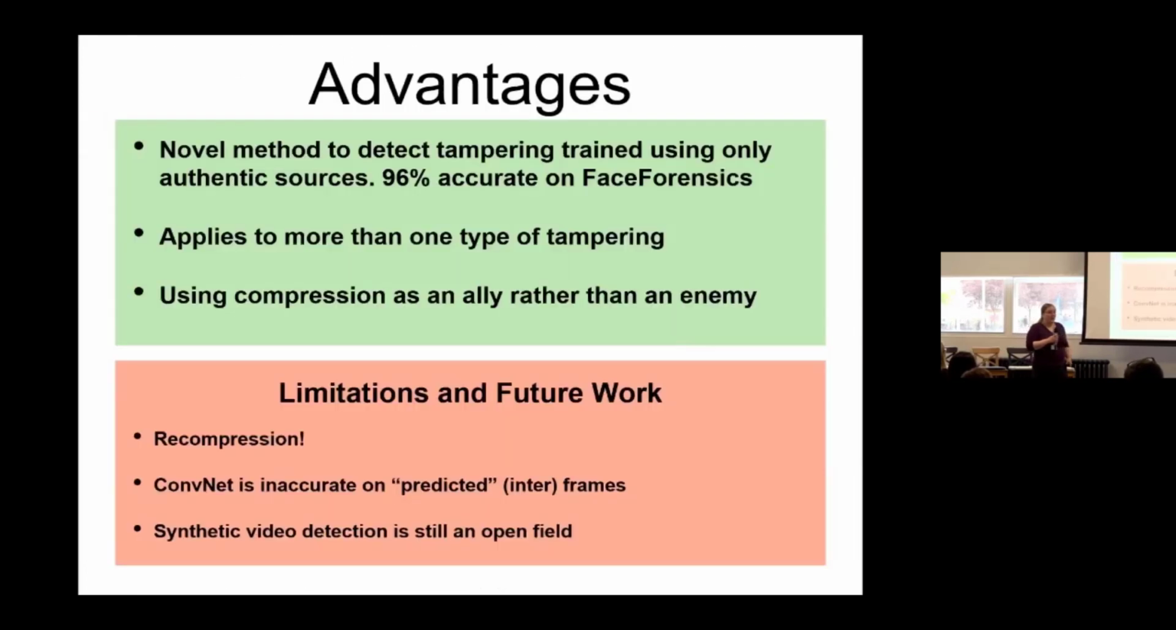So yeah, during my PhD, I created a novel method of tampering detection using only authentic sources. It was 96% accurate on the FaceForensics data set. But it did generalize to more than one type of tampering. It was designed from the bottom up so that it didn't just detect deep fakes. It would also work on chroma keyed stuff. It does have limitations, but you're probably thinking, why should I care?